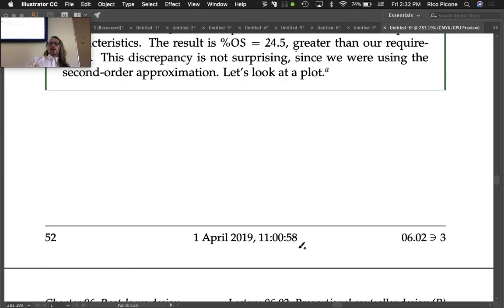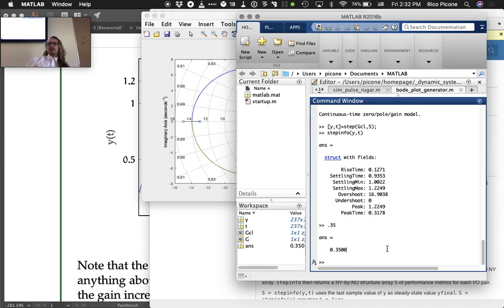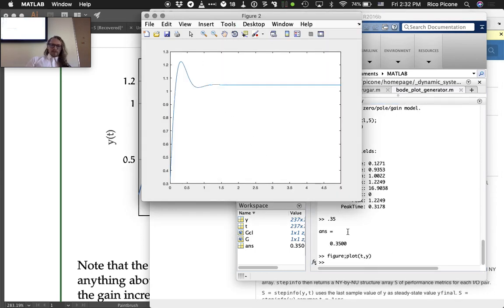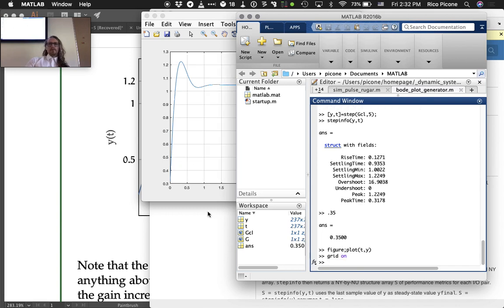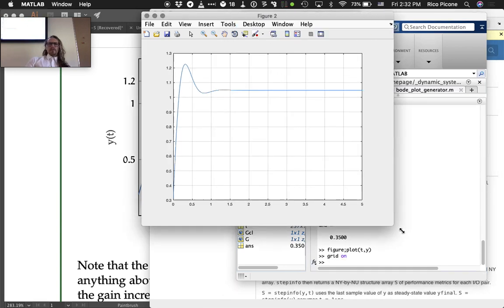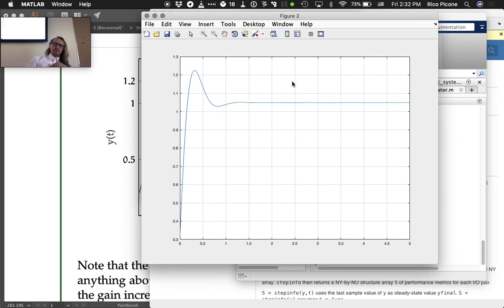That meets our design requirements pretty well. And if we want to look at the step response, let's do that. Let's actually do a figure, plot t comma y. Turn on the grid. We see that there's a couple things that are interesting here. First of all, the step response does not go to 1. Okay, command is 1, and it doesn't go to 1. So what are we going to call that difference here? Steady state error, right? That difference at the end here is the steady state error.